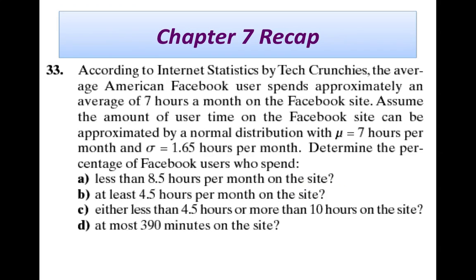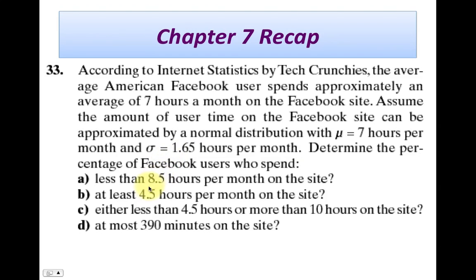Okay, number 33 is also a great recap exercise. You're told that the average Facebook user spends approximately 7 hours a month on the Facebook site, so that is a mean of 7. Assume that the amount of user time on the Facebook site can be approximated by a normal distribution. So you've got a bell curve. You're given the mean is 7 and you're given a standard deviation of 1.65.